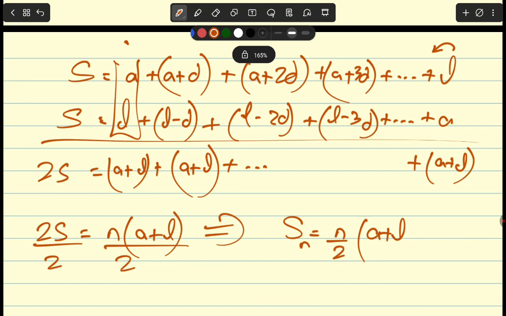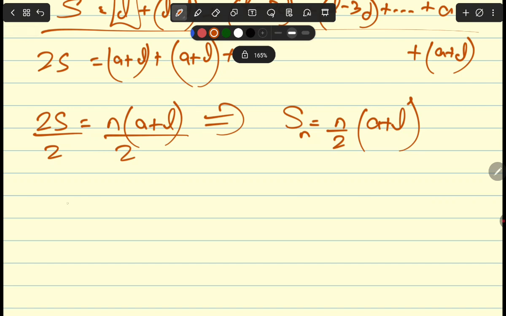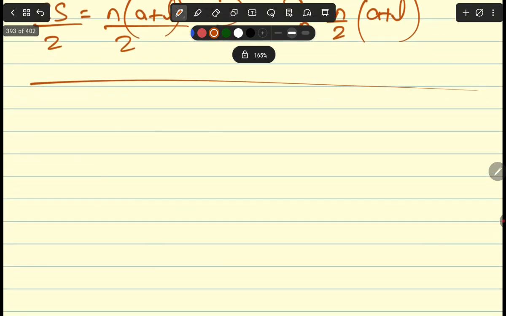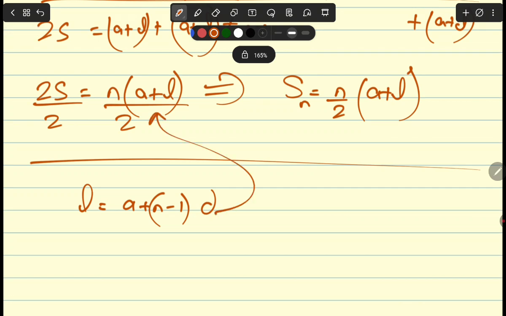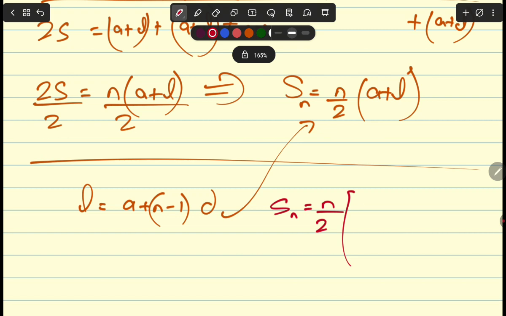Sometimes the last term isn't given. What if you're not given the last term, what if you don't have 237 as we did in the previous example? The last term is going to be nothing but A plus n minus 1 times D for n number of terms, right? Now you can substitute this here, which is the final proof. So S of n is equal to n upon 2 times A plus L, where L is A plus n minus 1 times D. So A plus A is 2A.